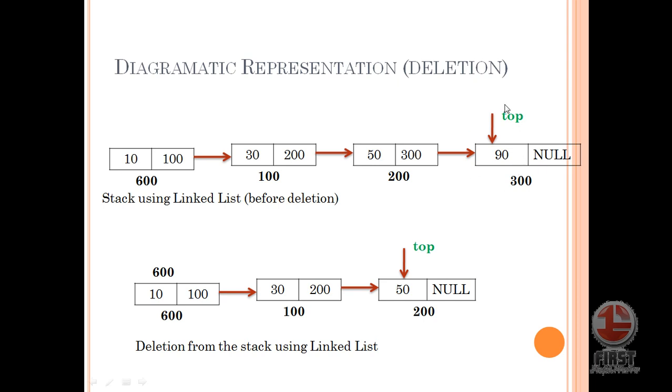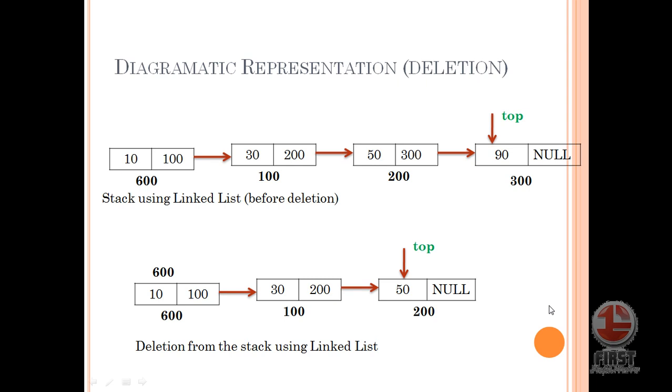Now to delete this element, we have to make a few changes in the linked list. What are those changes? Number 1, we have to delete this element where top is pointing. Number 2, we have to make top point to the previous node. And number 3, we have to make the address field of the previous node null, because there won't be any other element at the end. These 3 steps we have to perform using deletion.